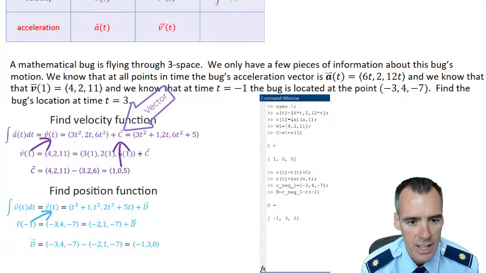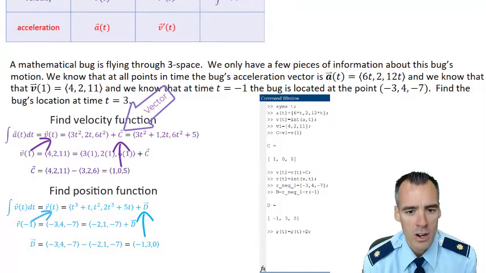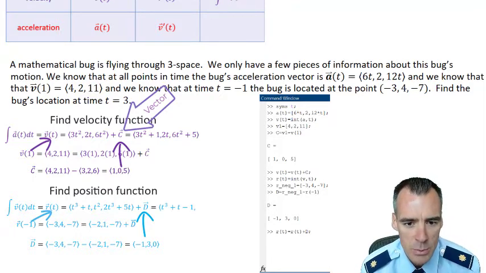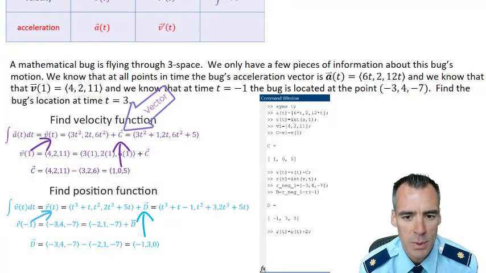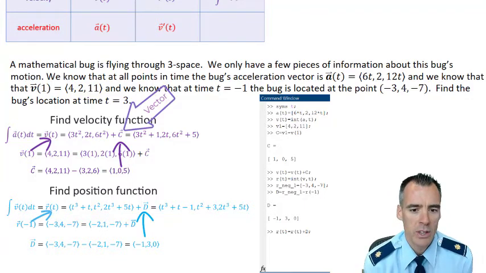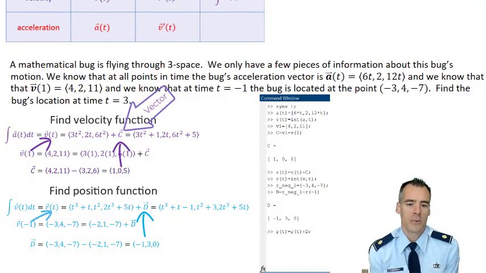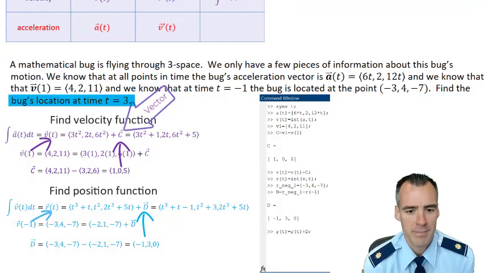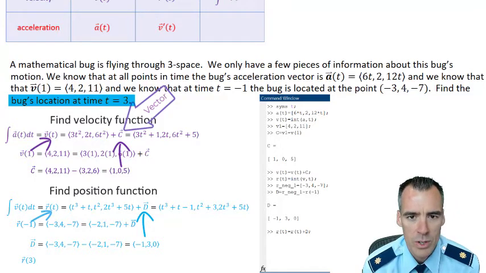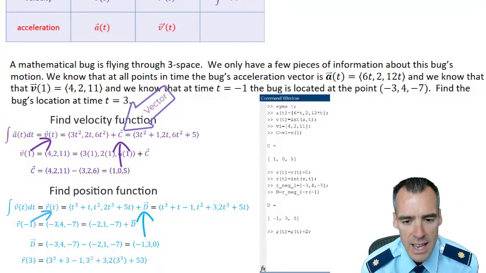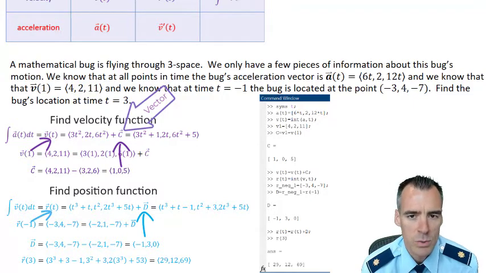So now that we've got our d, we can go ahead and add that on to the position function that we solved for. So we end up with this final equation for our position function, where the x component is t cubed plus t minus 1, the y component is t squared plus 3, and the z component is 2t cubed plus 5t. So we're getting really close now. We finally solved for our specific position function. All we need to do now is plug in 3 for t in that function and see what we get. So plugging in 3, we just crank through some numbers here, and we end up with the vector 29, 12, 69.